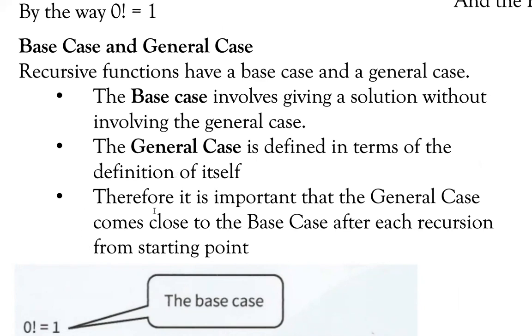It is important that the general case comes closer to the base case after each recursive call from the starting point. If that doesn't happen, and at each recursion you're not actually moving closer to your base case, you will never end this recursive function. So it's very important that at each recursive call you are a step closer to your base case. Like we said, for 4 factorial, we will move towards 3 factorial, then 2 factorial, then 1 factorial, and 0 factorial. At 0 factorial, I reach my base case, and that's the actual value I know.